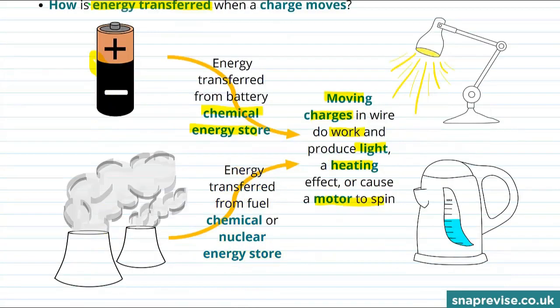Alternatively, rather than getting our power from a battery, we might produce electricity from a power station, in which case originally the energy is coming from a fuel, chemical or nuclear energy store. This energy is then converted into electricity, which we've decided to interpret as the kinetic energy, or the energy associated with the electrons moving around the circuit. This energy the electrons have associated with their movement is then used to do work on a component and produce the light or the heating effect or cause a motor to spin in the same way.